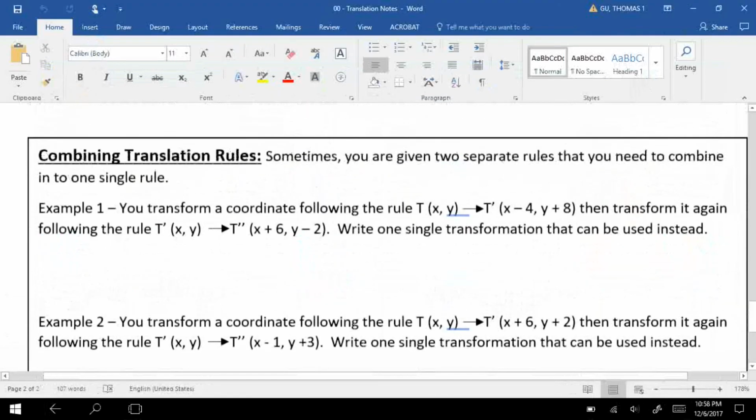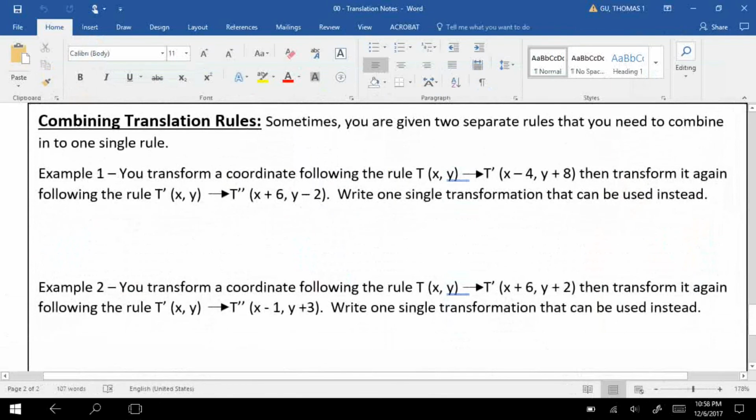This is about combining translation rules. So sometimes you get 2 separate rules that you have to combine into one single rule. So looking at an example, you transform a coordinate following the rule. Originally, t is at x, y, right? And t prime is going to be at x minus 4, y plus 8. So we're moving it left 4 spaces and up 8 spaces.